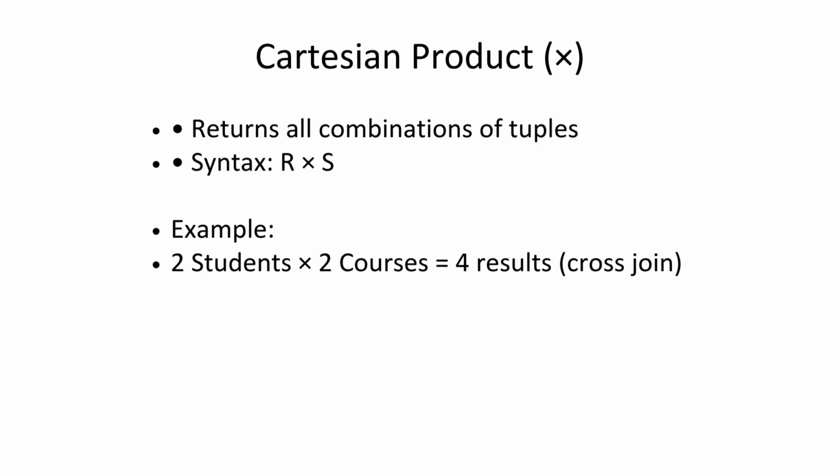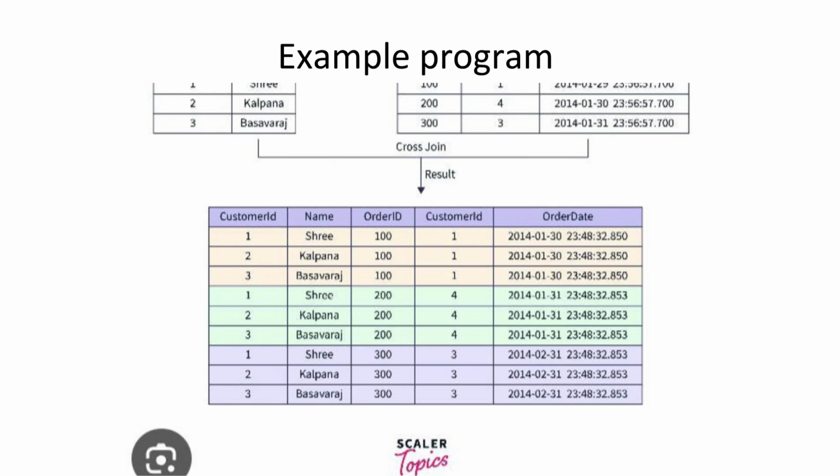Example: students ID 1, 2, name Alice, Bob, courses code C1, C2. The result of students times courses: ID 1, 1, 2, 2. Name Alice, Alice, Bob, Bob. Code C1, C2, C1, C2. This operation is often used as a step in join operations, where we later apply conditions to filter relevant combinations. Let's wrap it up now with a quick conclusion.